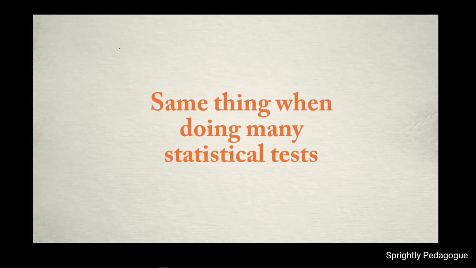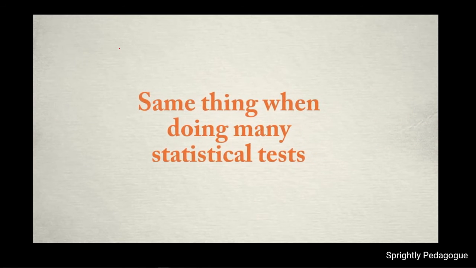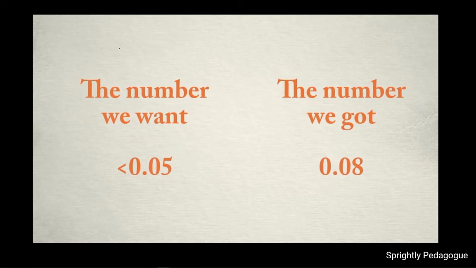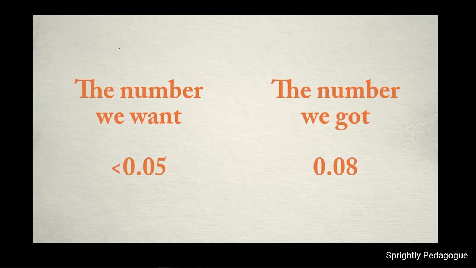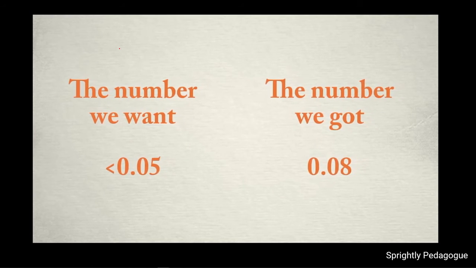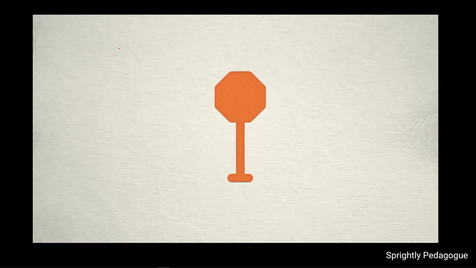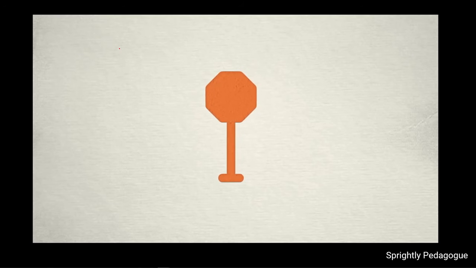If we get to keep doing comparisons, the probability of matching increases. The exact same thing is happening when we're doing a lot of different statistical tests. In this case, the number that we want is really just anything under 0.05. But now let's imagine that we got a 0.08. Here, we as the researchers have a choice. Option 1, stop there and report what was found.